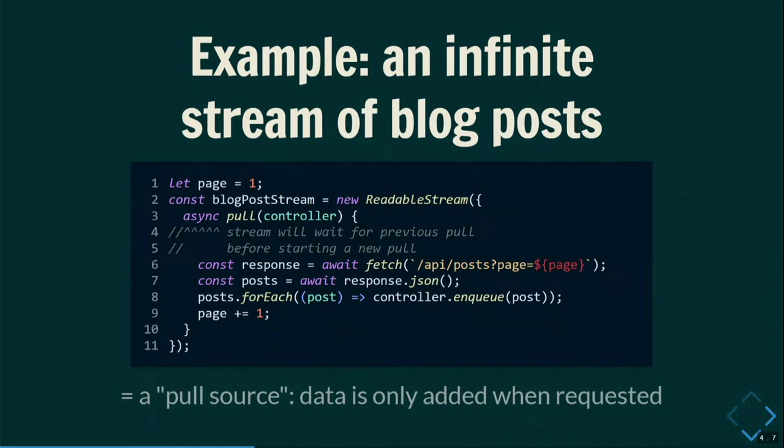So here we just fetch the next page, we parse it as JSON, we enqueue all of the posts from our API onto the stream, the reader can read those, and then we're done. We can wait for the next pull to happen.